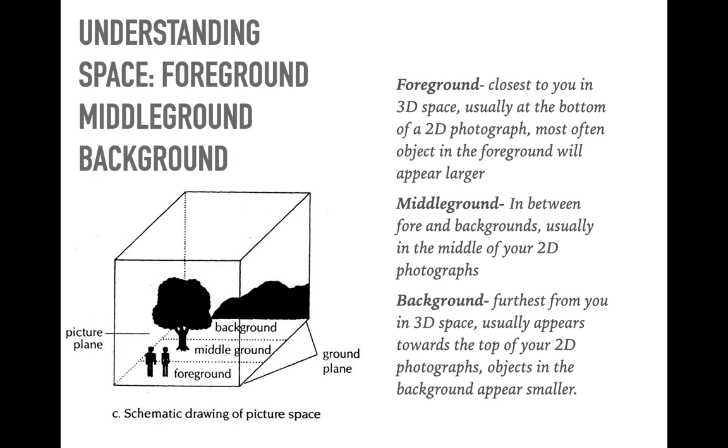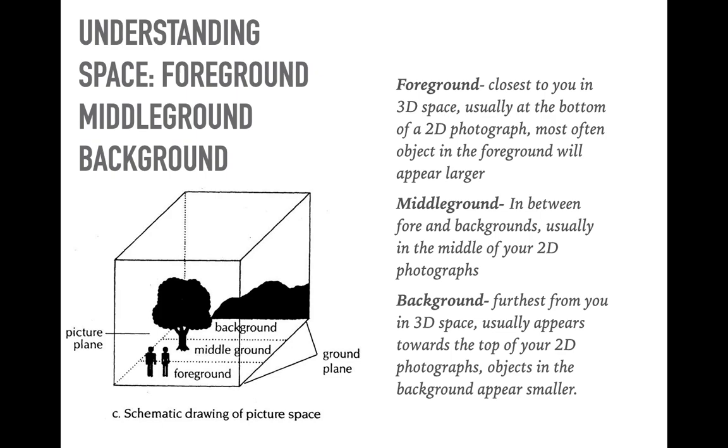The classic way of understanding space is foreground, middle ground, and background. As I was saying before, we live in a three-dimensional world, but photographs are flat. So when we flatten that three-dimensional world onto a picture plane, foreground, middle ground, and background is what results.